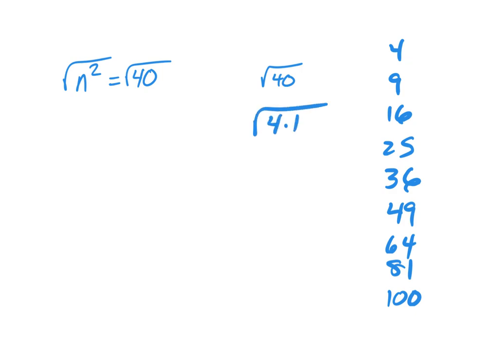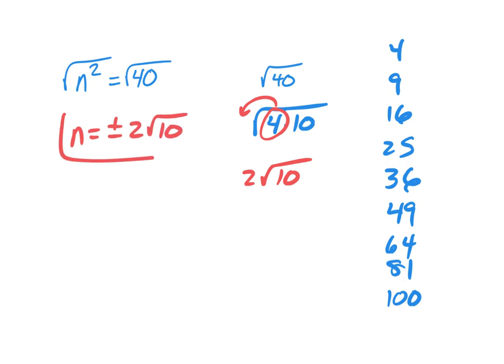So I'm going to rewrite 40 as 4 times 10. And instead of doing the prime factorization, now we're just going to say, since 4 is a perfect square, I'm going to take that out. The square root of 4 is 2. 10 can't be simplified anymore. None of these perfect squares go into 10. That's how I know 10 can't be simplified anymore. 4 doesn't go in there, 9 doesn't go in there. So that would be our simplified radical. And so we would say n equals plus or minus 2 radical 10, and that would be our answer.